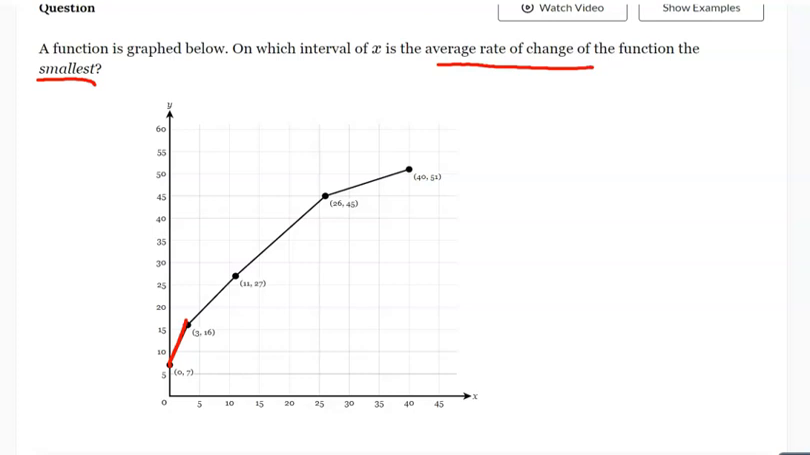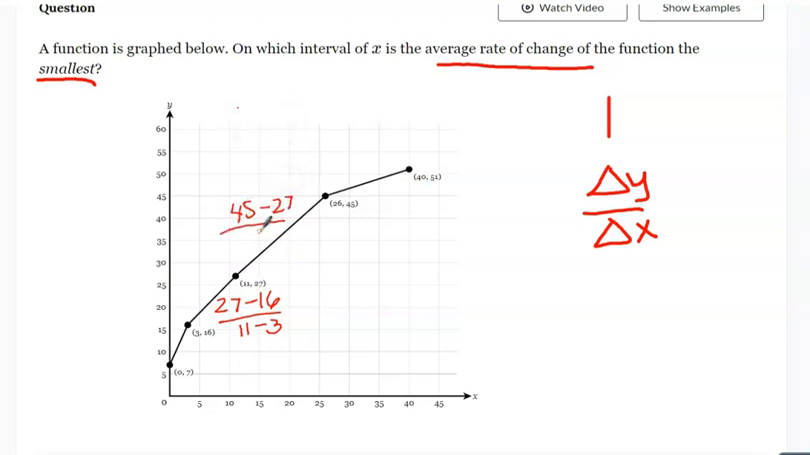But I'm going to compute the rate of change for all three of these sections. Remember, the rate of change is the delta y over the delta x value. So here we go. Over here we're going to get 27 minus 16 over 11 minus 3. Up here we're going to get 45 minus 27 over 26 minus 11. And right here we're going to get 51 minus 45 over 40 minus 26. And you're going to pick up your calculator and compute.